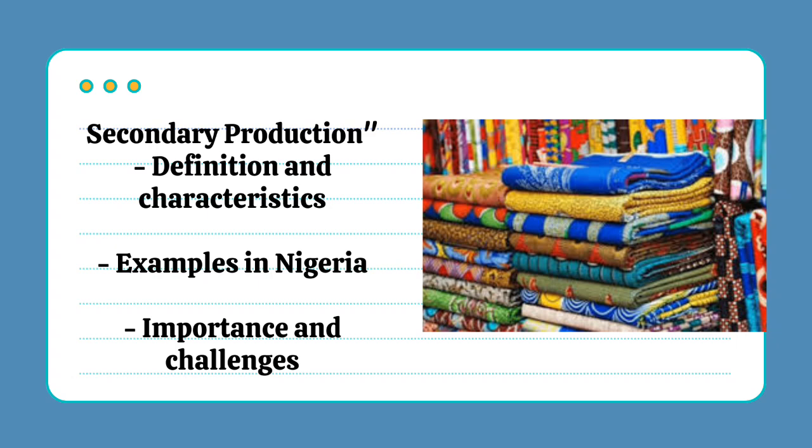What are the examples in Nigeria? Food processing, flour mills in Lagos, palm oil refinery in Calabar, textile manufacturing, cotton processing and garment production in Kano, automobile assembly, Innoson vehicle manufacturing in Anambra State, petroleum refineries in Port Harcourt and Kaduna.